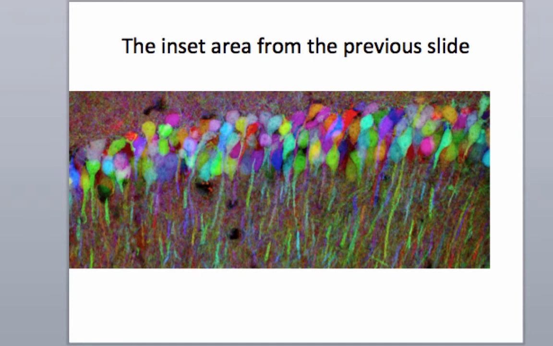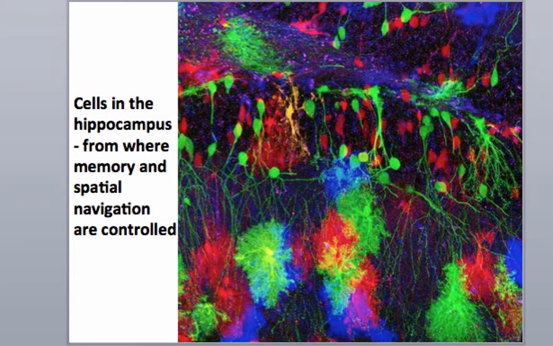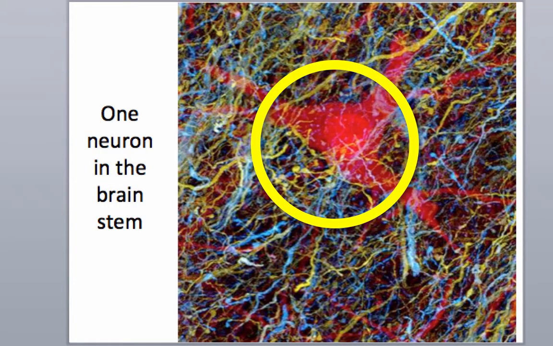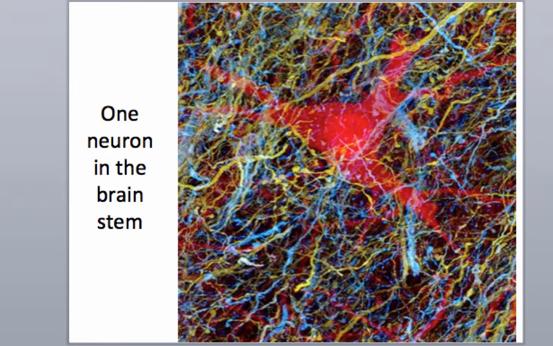So the inset in the previous diagram is enlarged here, and these are higher magnification of hippocampal cells. The hippocampus is where memory and spatial navigation are located or controlled, and the larger cells, which are highly branched, are the neurons, and the smaller cells are the glial cells. And the confetti-like stuff are various remnants of signals.